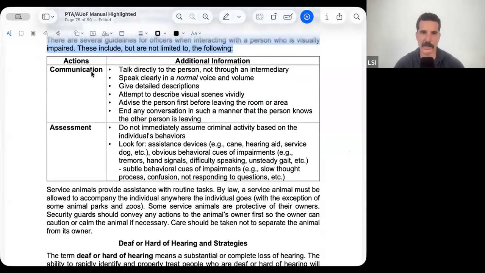All right. And then here's the chart: actions, communication, additional information.